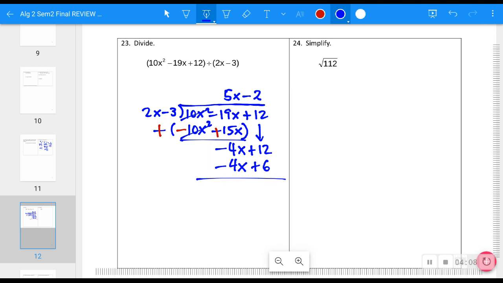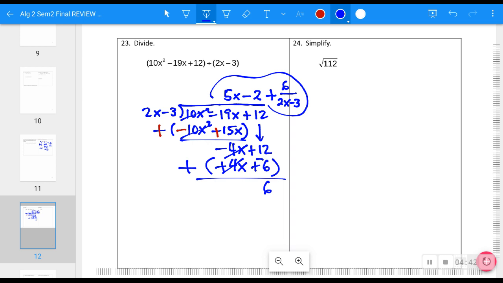All right. Now we're going to subtract here, but it's more reliable to add the opposite. And these will cancel, and you get 12 plus negative 6, which is 6. So the remainder is 6, and the way you finish this out is you just say positive 6 over the original divisor, 2x minus 3. There's your quotient.